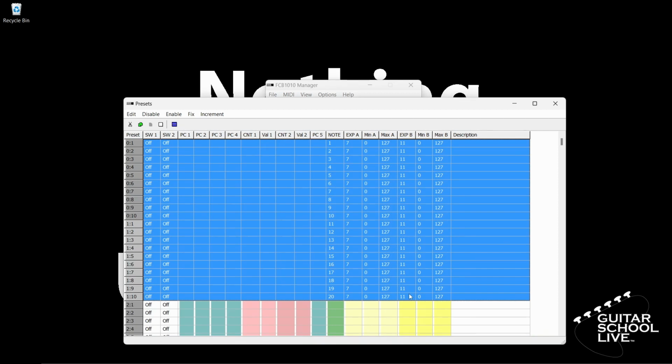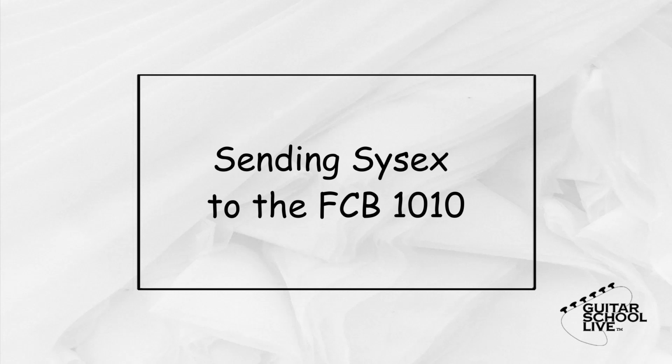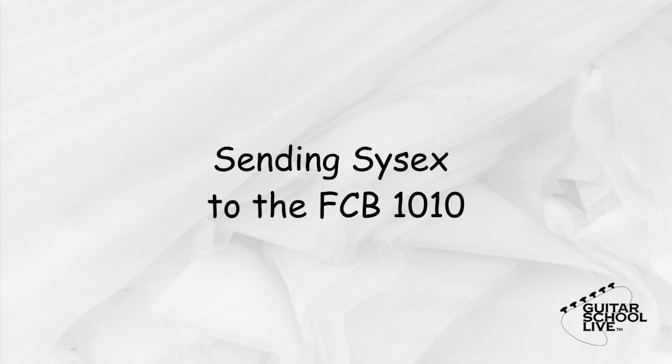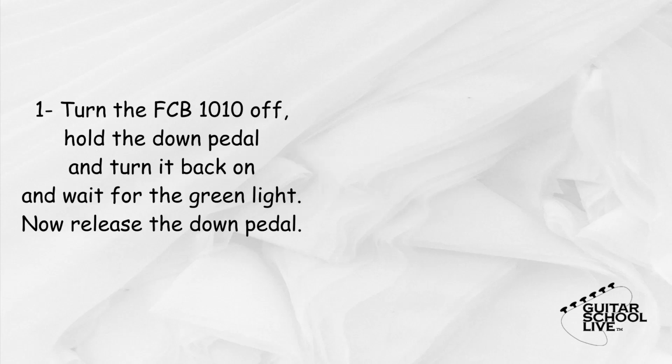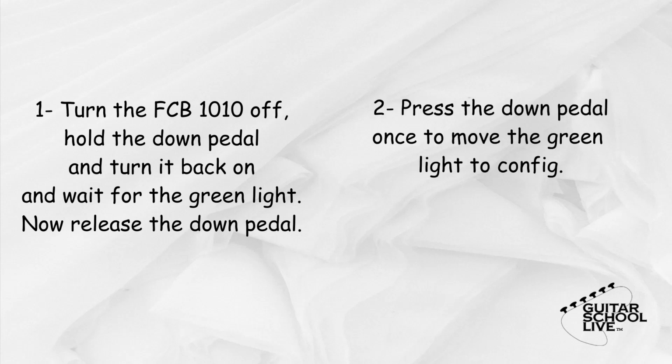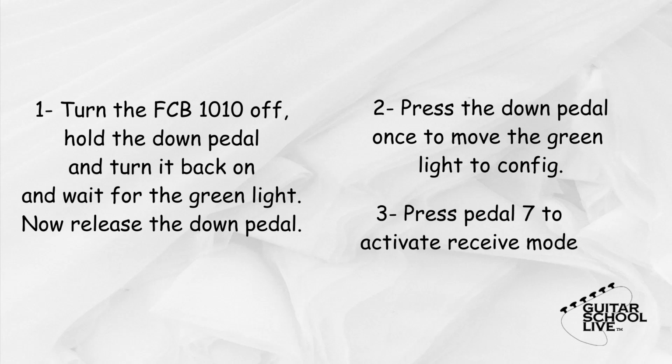The final step is to transmit the data to the FCB 1010. Now that we have set up the FCB 1010 in the editor, we need to send the commands from the editor to the controller. In order to transmit the data, we must set up the FCB 1010 to receive it. This is done in three easy steps. First, turn the unit off, then hold the down button and turn it back on. Continue holding the down button until the green light on Direct Select is lit and then release. Next, press the down pedal once to select Config. Finally, press the number 7 button to activate the receive mode.